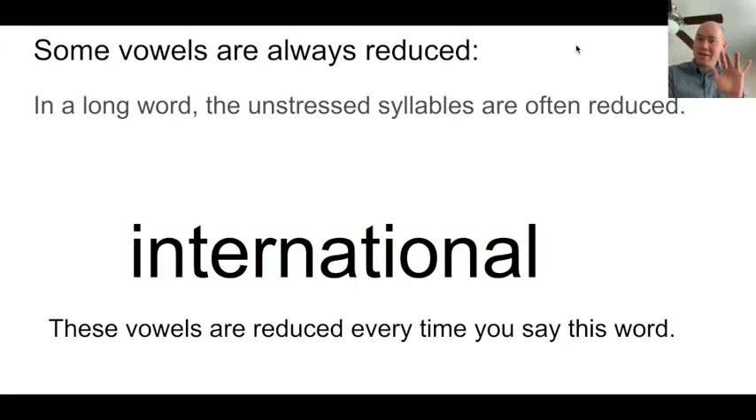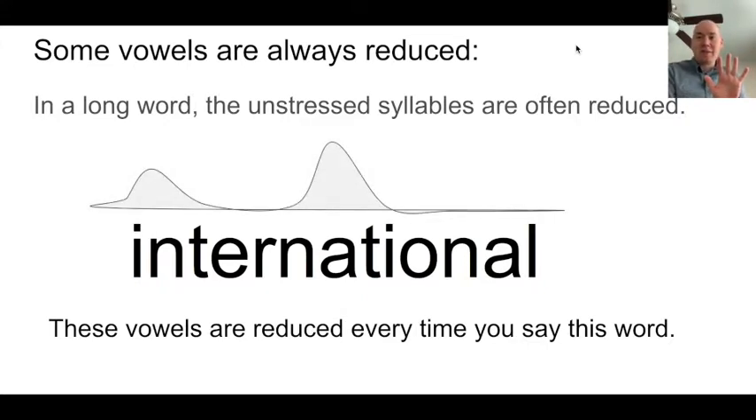There are some patterns in English as to which syllables are stressed, but in any long word, there will always be at least one stressed syllable, and usually the other ones are just reduced vowel sounds, so they will get so small you almost don't hear them at all. So international looks like this.